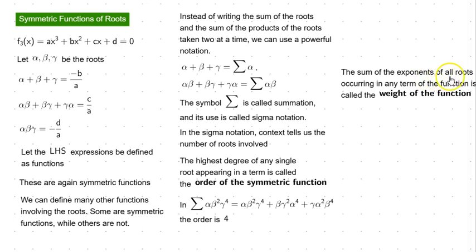The sum of the exponents of all roots occurring in any term of the function is called the weight of the function. So here, take any one term and just add up the powers. 4 plus 2, 6 plus 1, 7. So in sigma alpha beta square gamma to the power of 4, the weight is 7.